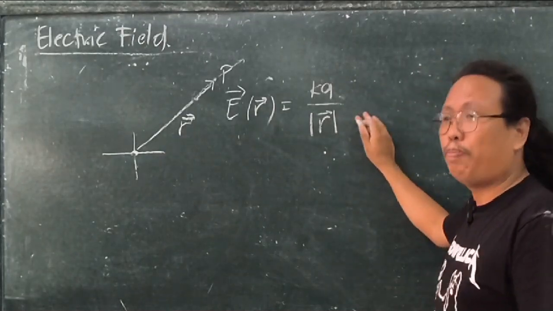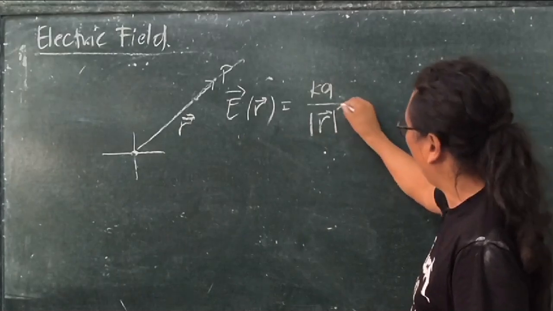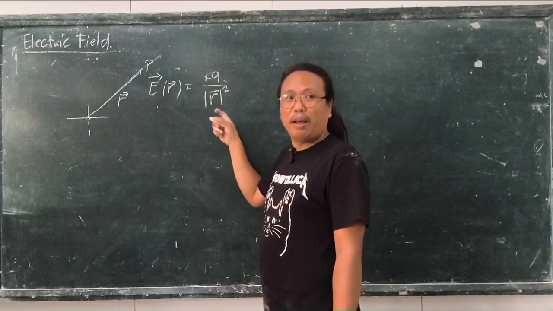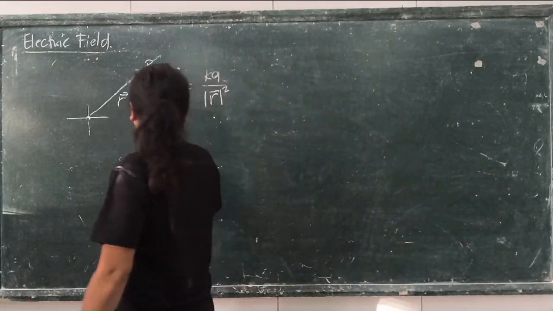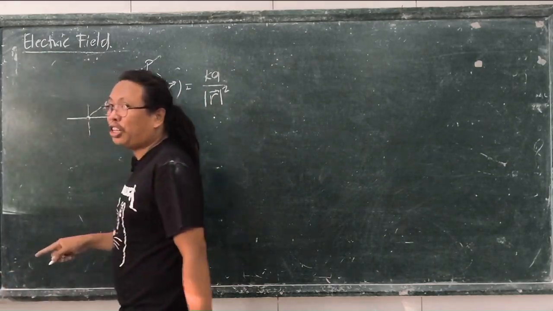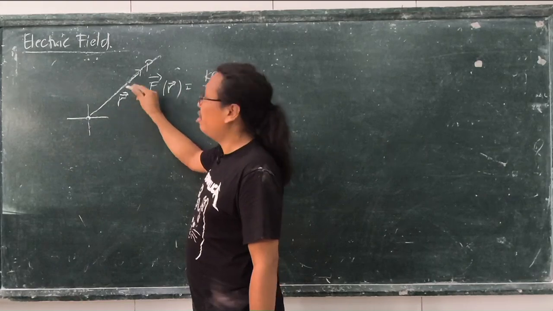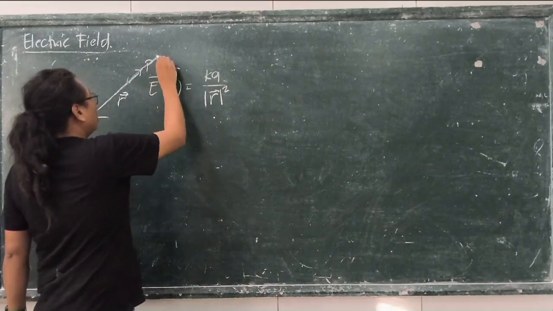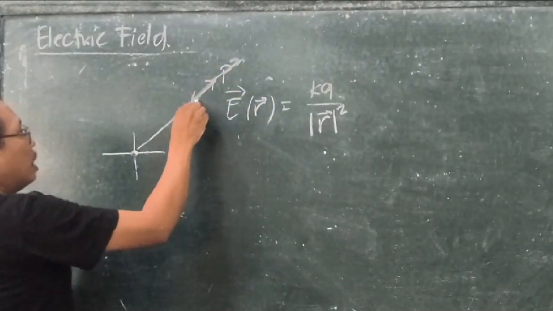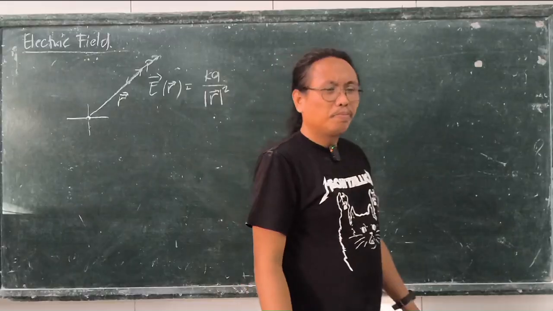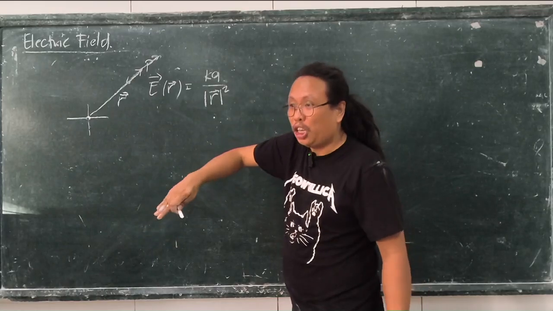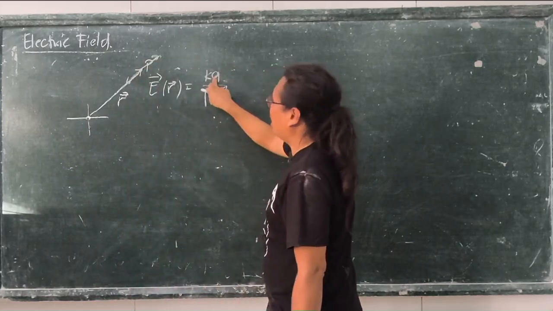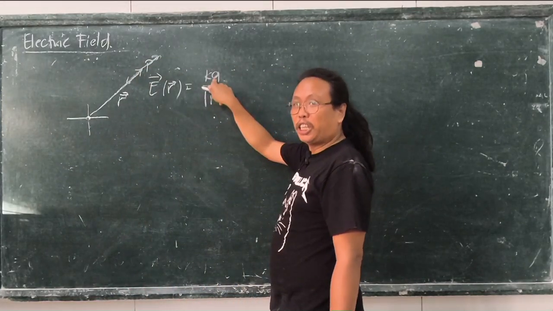But we need to make this a vector. This is squared. This is a vector here, and this one is not yet a vector. We have to make this into a vector, but luckily, we know the direction of this. We know that the direction of the electric field is either parallel to R or anti-parallel to R. If it is negative, it's pointing towards there. Anti-parallel is collinear, but in the opposite direction. It would now depend on the sign of the charge, if it's positive or negative.